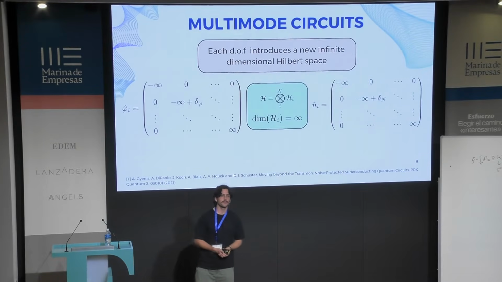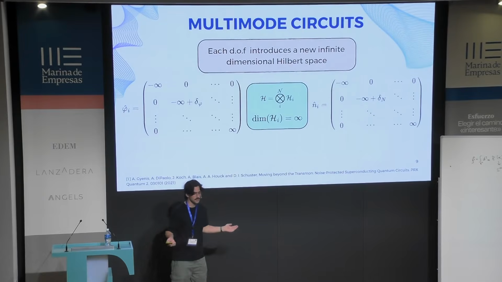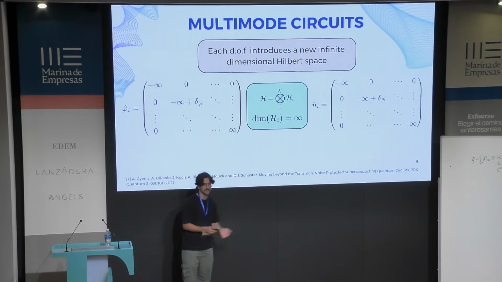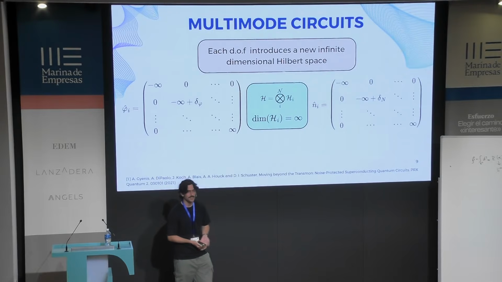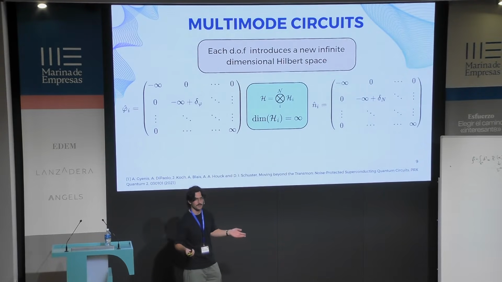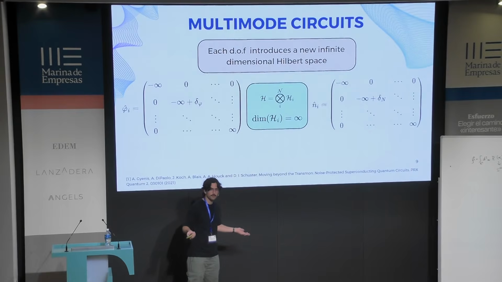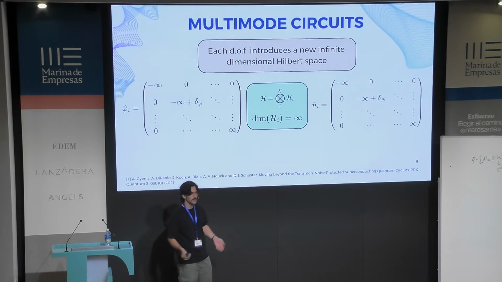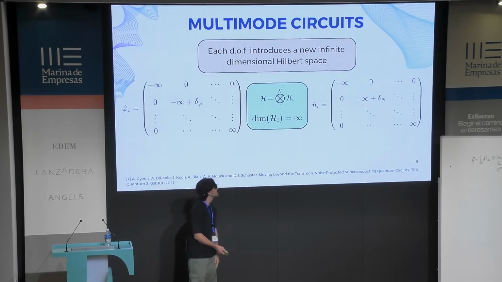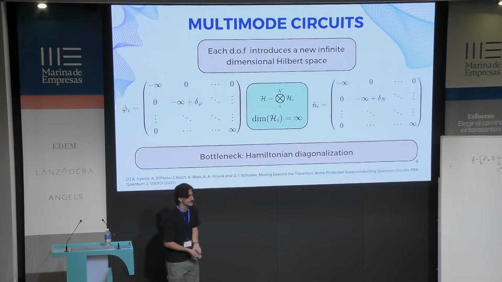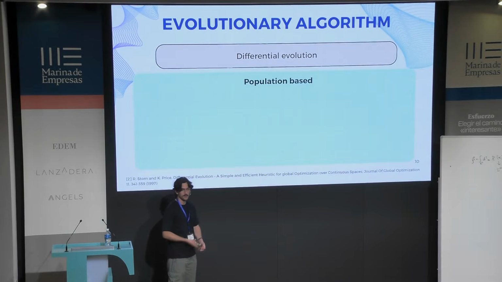The trade-off of this approach is that it is a little bit of a mess, because each extra degree of freedom introduces an infinite-dimensional Hilbert space. So tackling this problem with simulations, which is what we are doing, is very difficult. Since we are embedding the properties of our system in a Hamiltonian, we have to diagonalize that Hamiltonian to get the properties of our system, and that will be our bottleneck. So how are we addressing this?